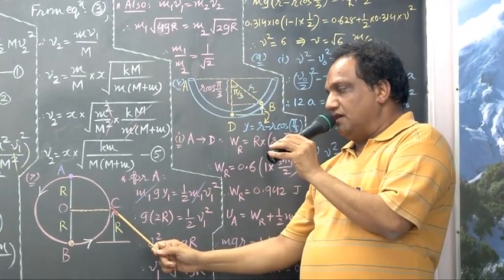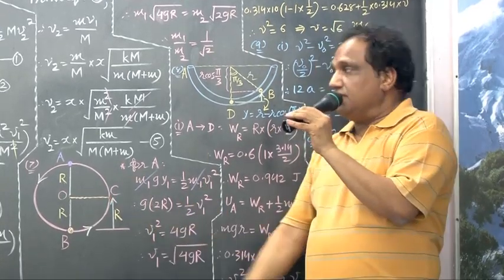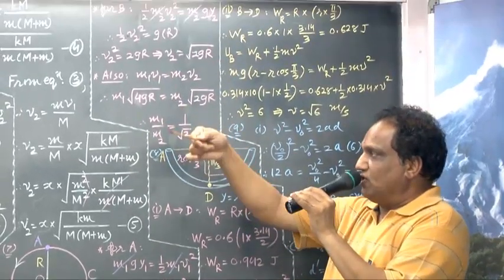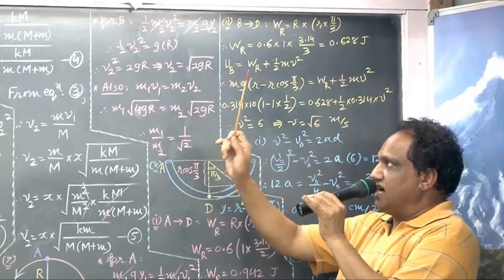Because it comes to rest here. That's why. So this is the initial momentum just before the collision. This is the final momentum just after the collision.